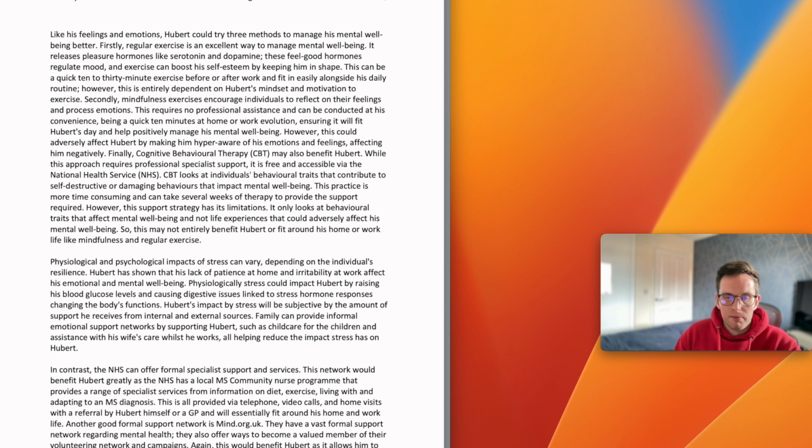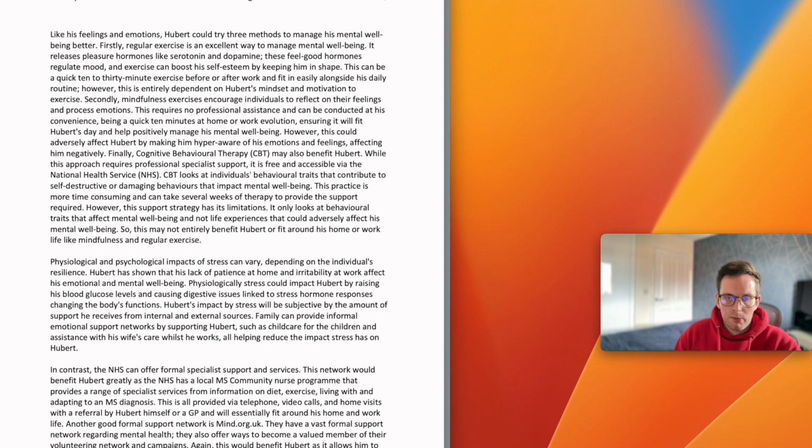Finally, cognitive behavioural therapy, or CBT, may also benefit Hubert. While this approach requires professional specialist support, it's free and accessible via the National Health Service. CBT looks at individuals' behavioural traits that contribute to self-destructive or damaging behaviours that impact mental well-being. This practice is more time-consuming and can take several weeks of therapy to provide the support required.